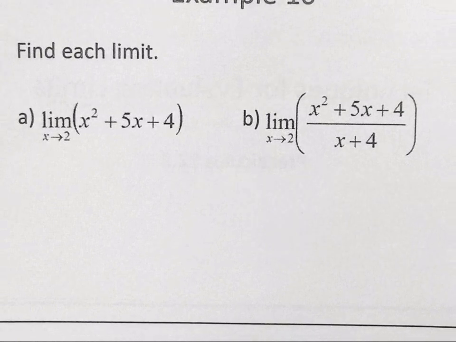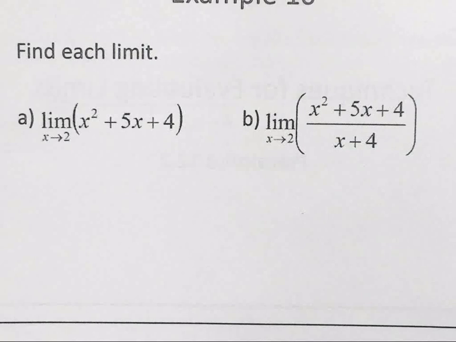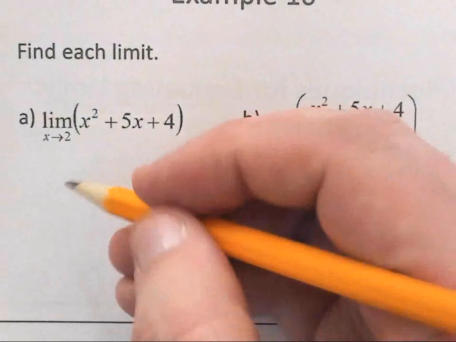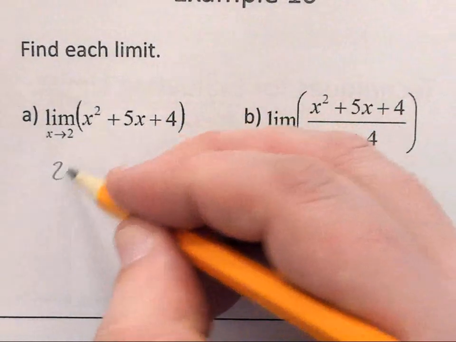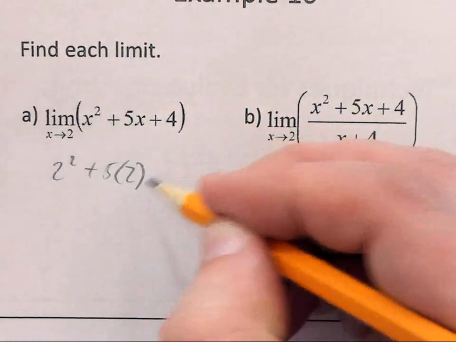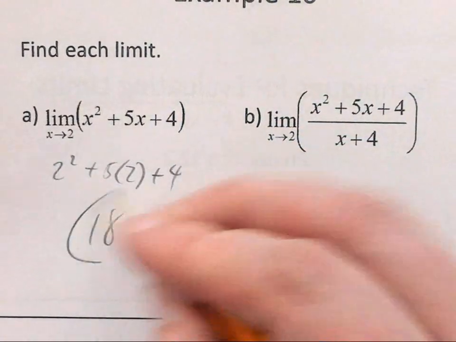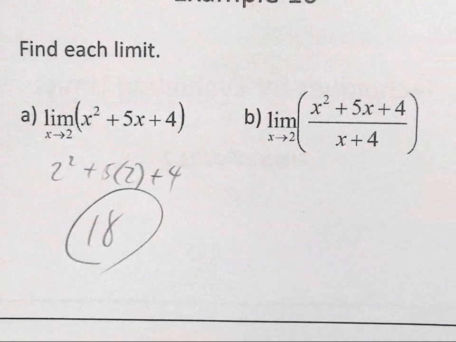So, what would I do for the first one there? Yeah, it's a regular polynomial. It's a parabola, right? There are no weird gaps in it. You're not dividing by anything. There are no weird square roots to deal with. So, just plug in your value. So I have 2 squared plus 5 times 2 plus 4, which gives me what? 18. There's your answer.